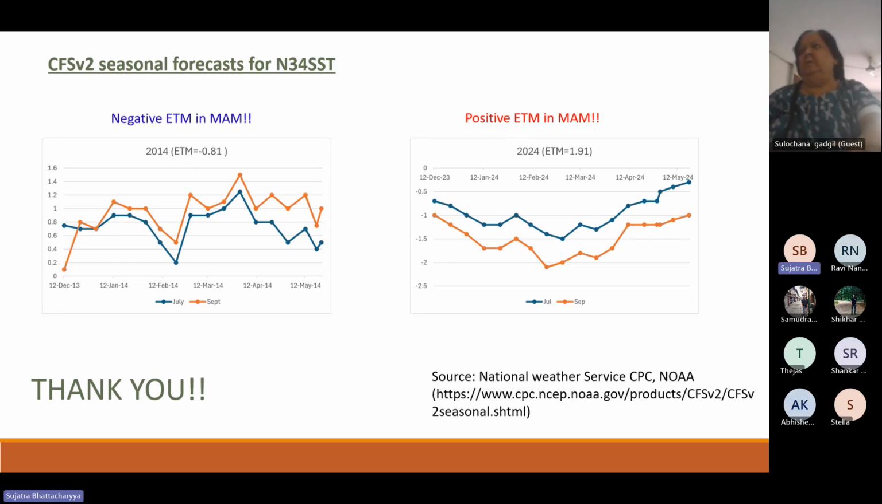Yeah, I have checked it. It is not very strong, but we have also seen that ETM, because it is a decadal time scale, right? At that time scale, we have some relation with the Indian monsoon, moisture convergence and those things. Anyone else? Okay, thank you.